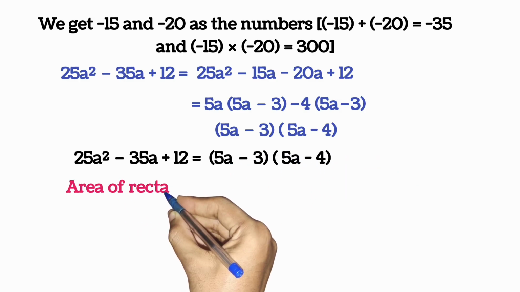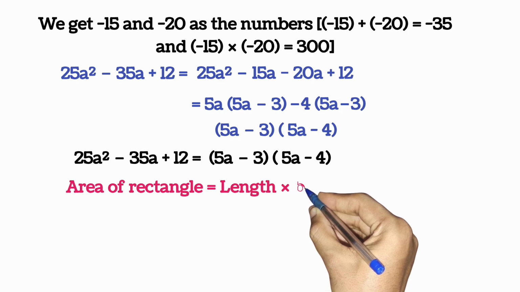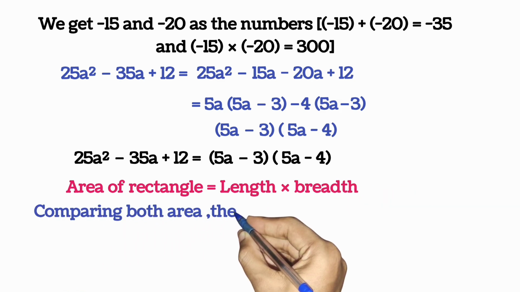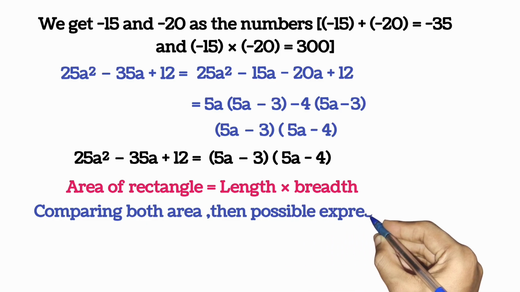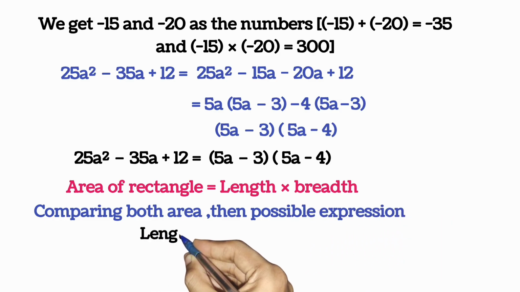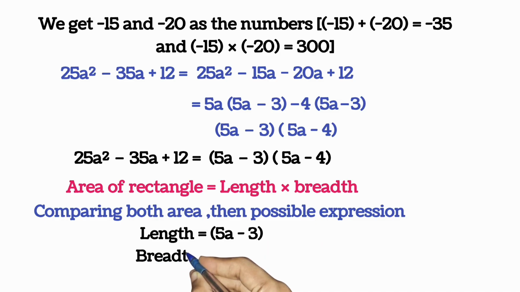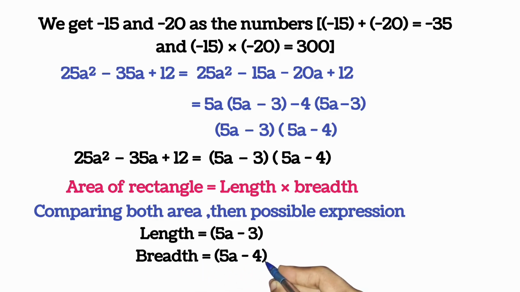As we know, area of rectangle is equal to length into breadth. Comparing both areas, then possible expression for length is equal to 5a minus 3, and for breadth is equal to 5a minus 4.